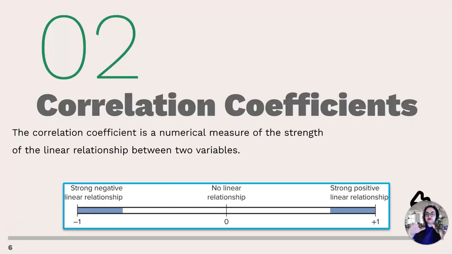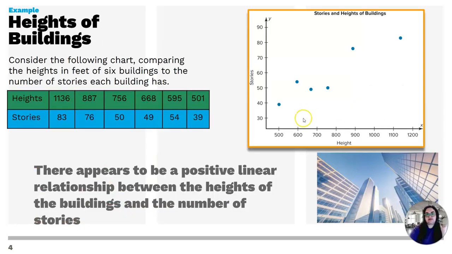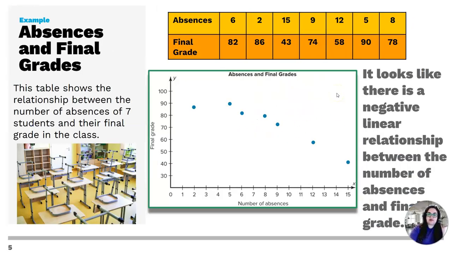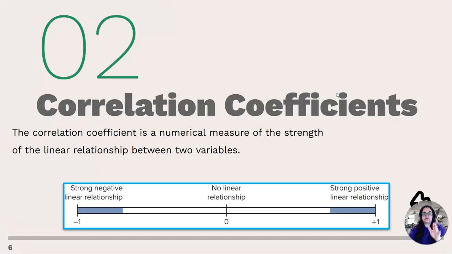One has absolutely nothing to do with the other. And if you have a +1, like we did in the first example where we had a positive growth, that can go all the way up to +1, and that means there's a positive linear relationship. Again, as x increases, y increases. As y decreases, x decreases for a strong negative.